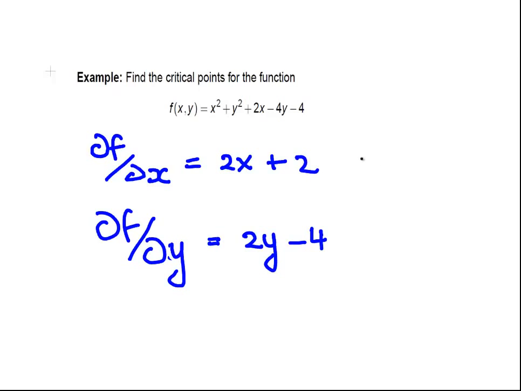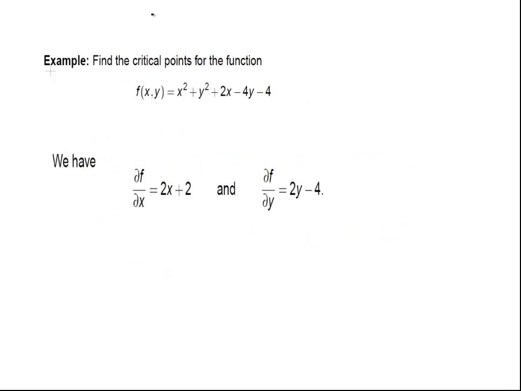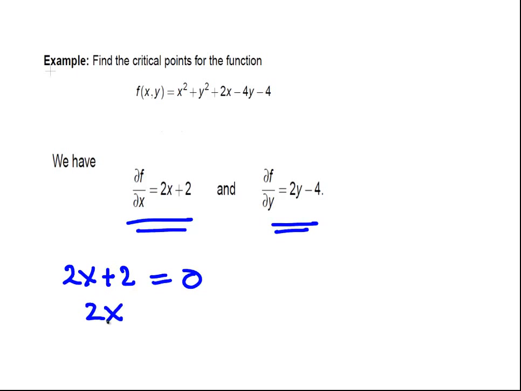So, to find the critical points, what we have to do is let both of these equal 0. So 2x plus 2 is equal to 0. You might have figured it's a pretty easy one in this case. 2x plus 2 is equal to 0, 2x is equal to minus 2, so therefore x is equal to minus 1.